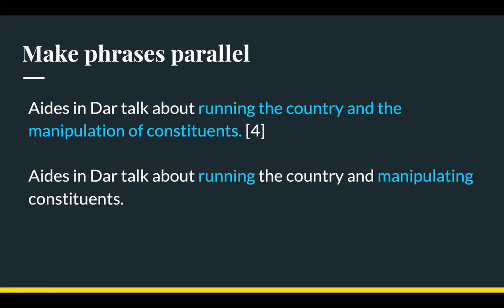So another thing to think about when you're writing sentences is to make your phrases parallel. And this just helps people when they're reading. It makes your sentences flow easier.